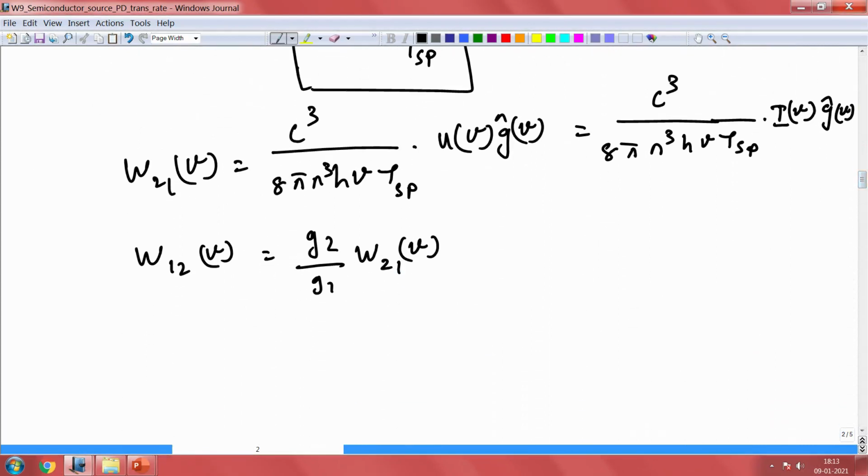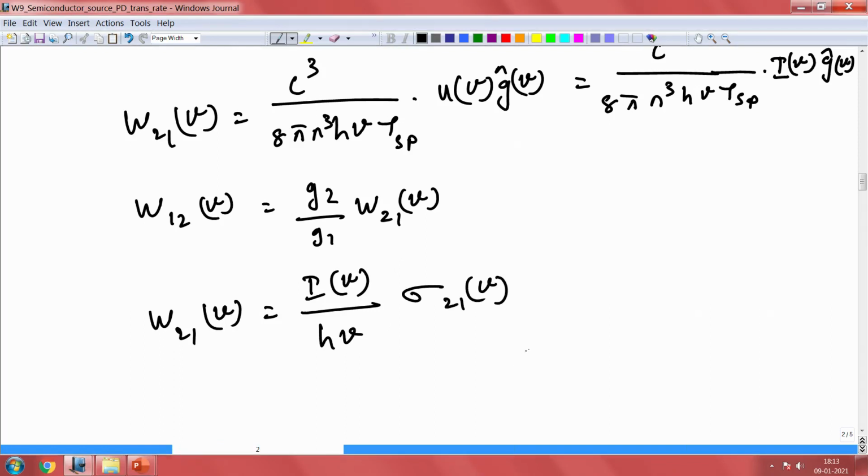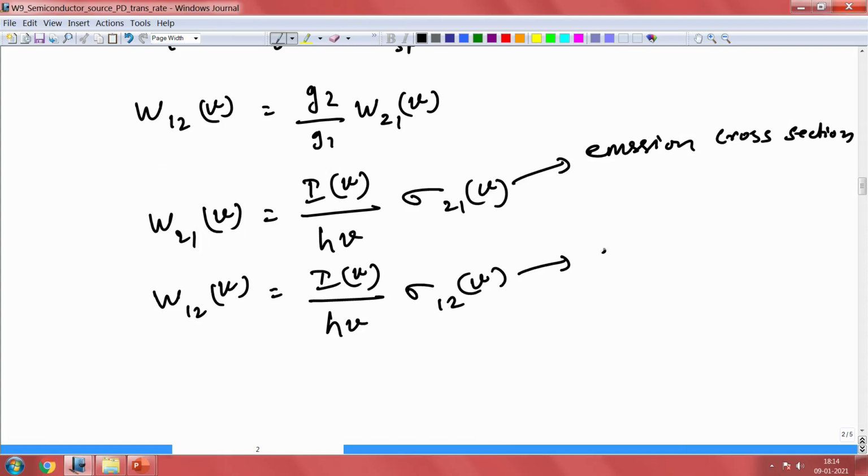So now we have written the rate constant going from ground state to the higher state, and also the higher state to the ground state. Now we can express the transition probability as a function of optical radiation. We can write this as a function of intensity. So intensity over h nu is nothing but our photon flux times your cross section. This is what we call the emission cross section. And similarly we can write W12, which is our absorption cross section.